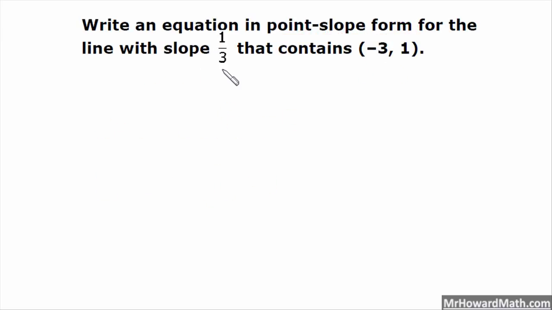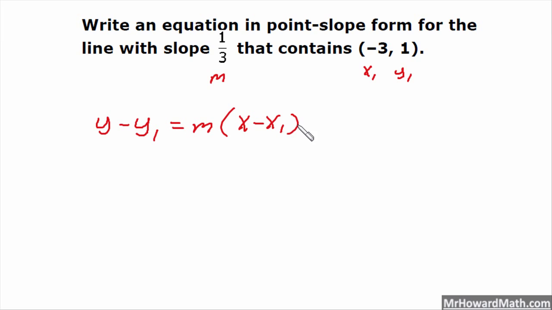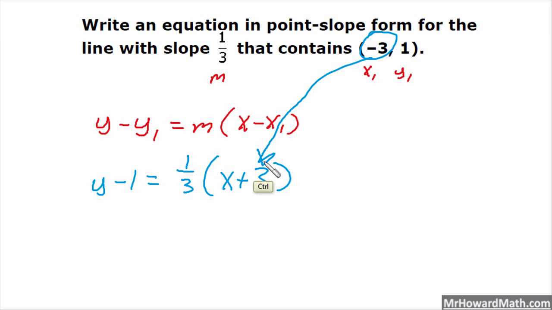So that would be point slope form based on the given information. Alright, second example here. Write an equation in point slope form for the line with slope 1/3 that contains negative 3, 1. Alright, so this is my m, 1/3. This is my x1. This is my y1. So the formula for point slope was y minus y1 equals m times the quantity x minus x1. So now just substitute in. So it's y minus 1. We have a positive 1 here, so we write a subtract 1 there. Equals, our slope was 1/3 times the quantity x plus 3. We had a negative 3 coordinate, so we write a plus 3 here.